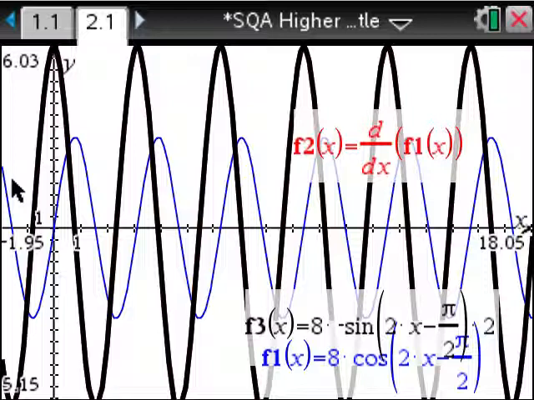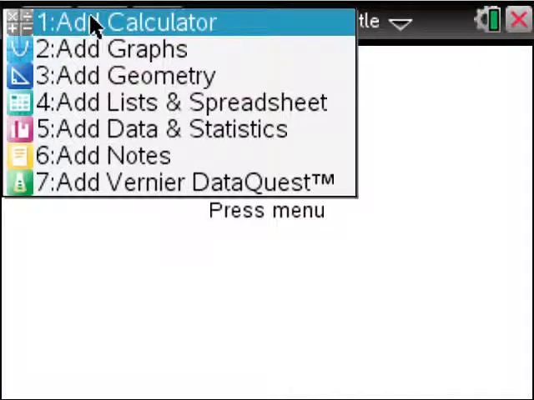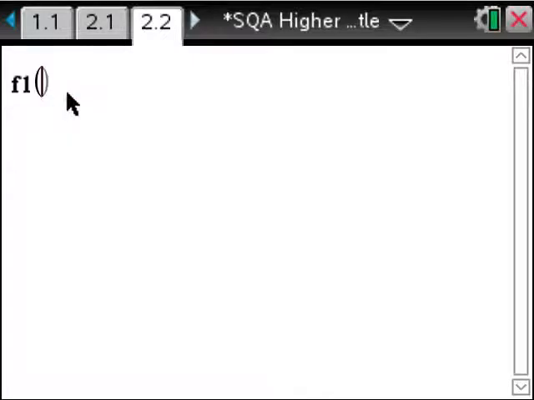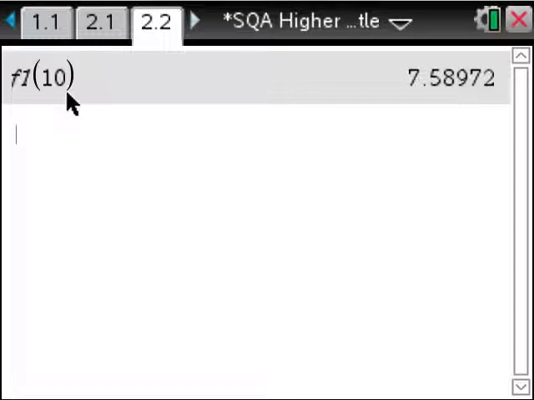Now being asked to find out whether the velocity of the object is increasing or decreasing when t is equal to 10. So somewhere along here t is equal to 10, and it's pretty hard to see what's going on. So what I'm going to do is go to a calculator page, so control doc, and f1 was my very first function, so if I do f1 of 10, this is telling me what the velocity is at that time, but not whether it's increasing or decreasing.